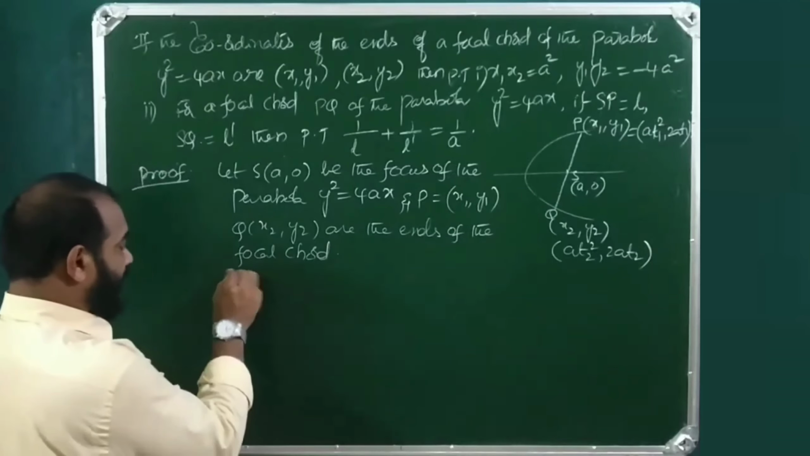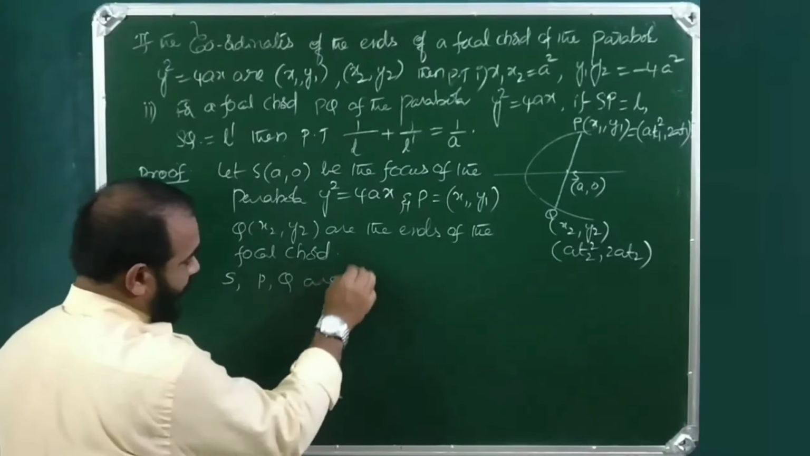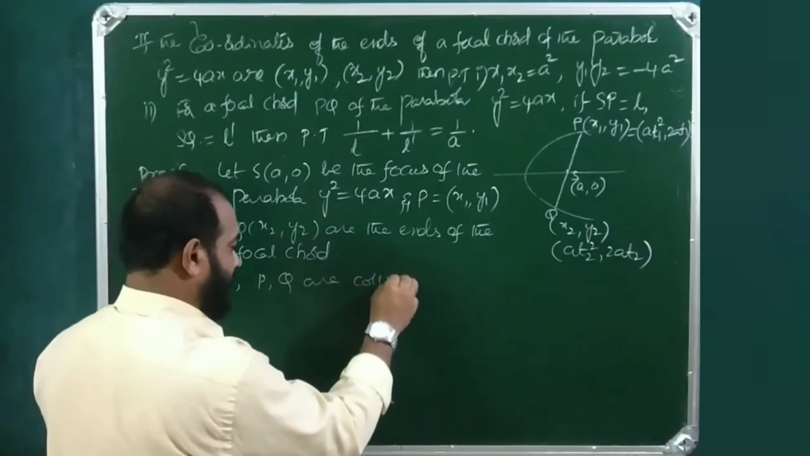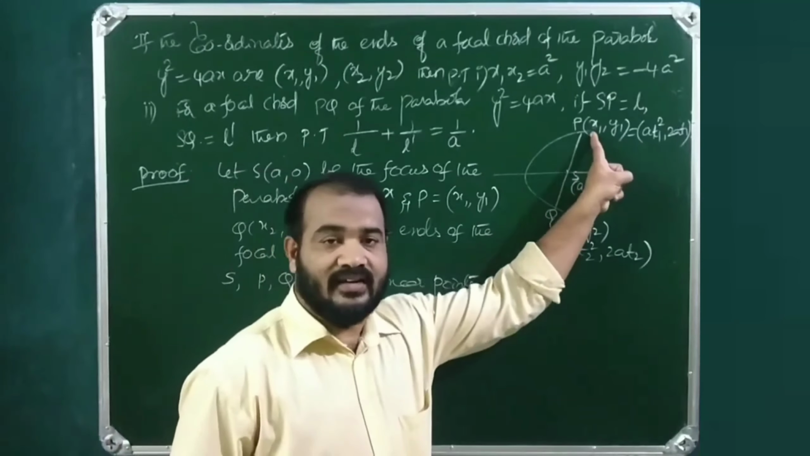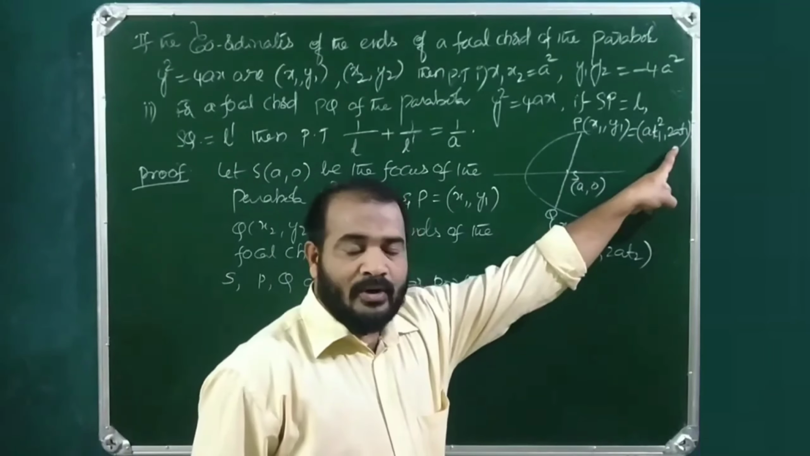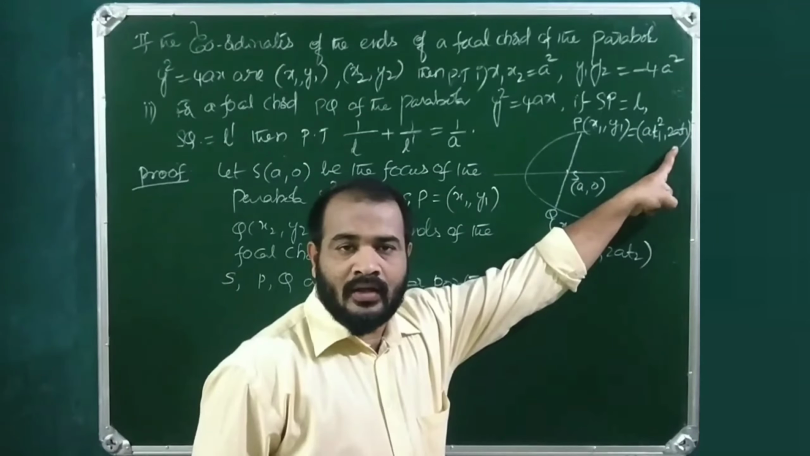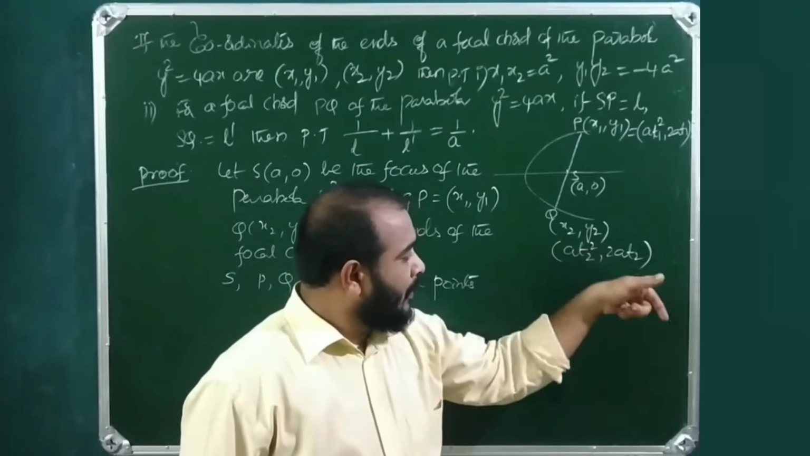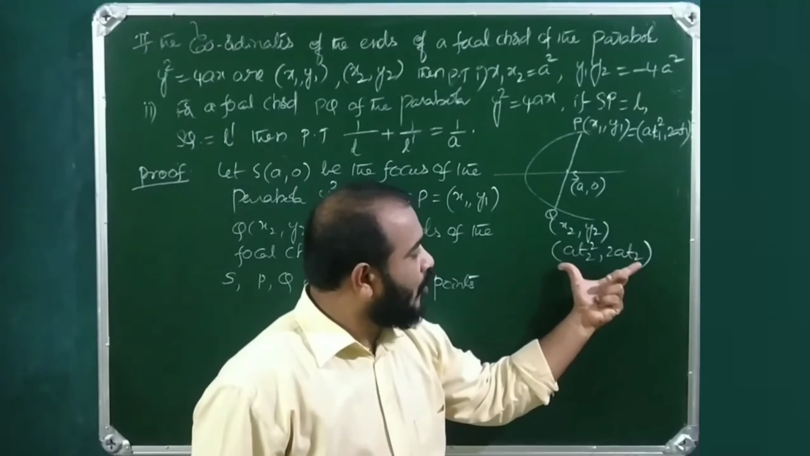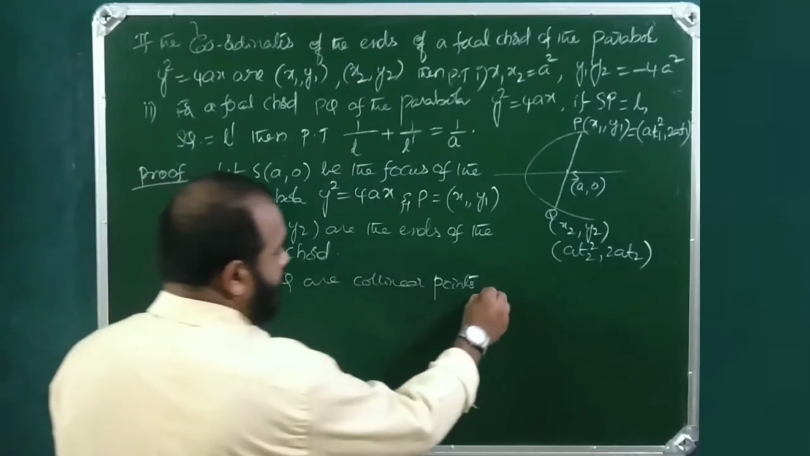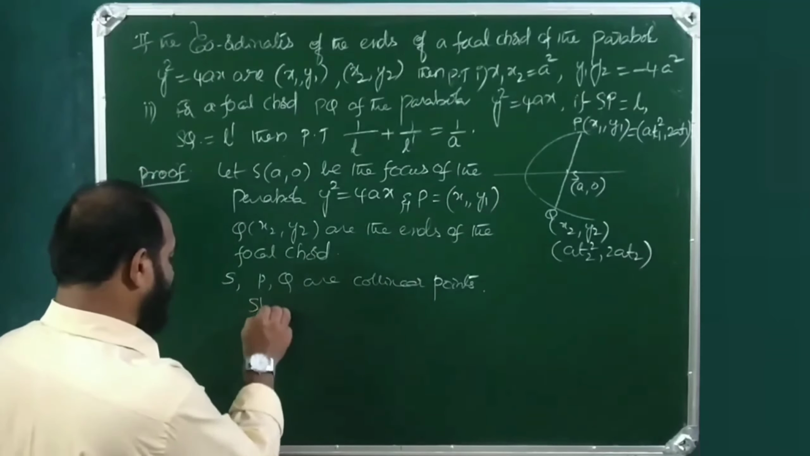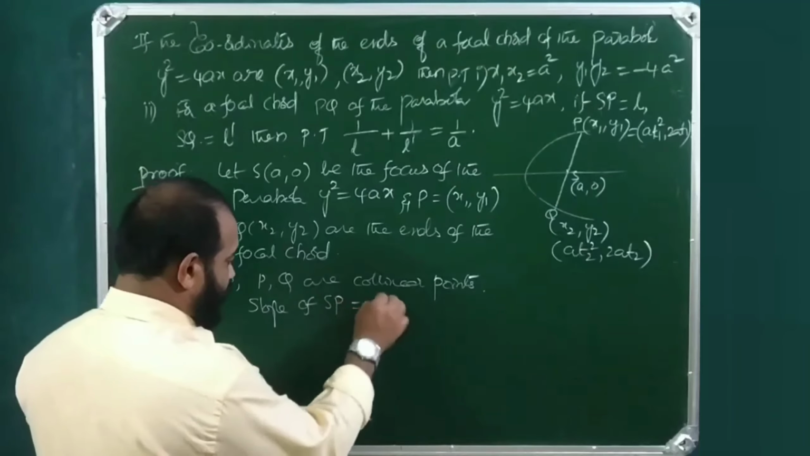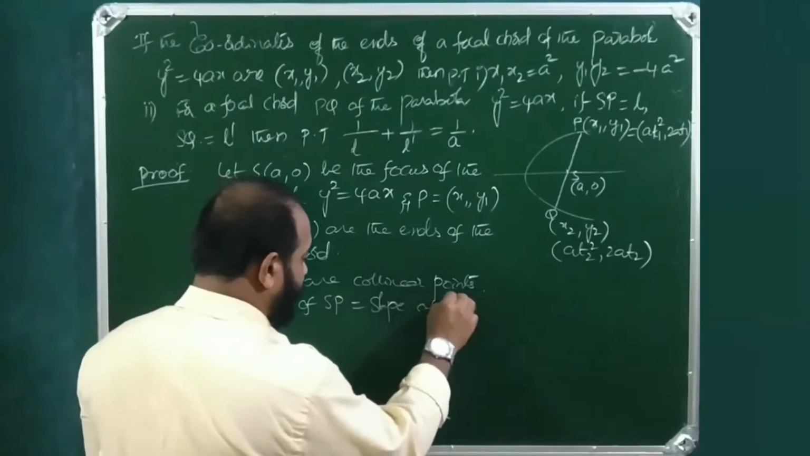So here S, P, Q are lying on the same line, they are collinear points. P (x1, y1) is the Cartesian point, while (a t1 square, 2a t1) is called the parametric point. So let us take (a t1 square, 2a t1) and (a t2 square, 2a t2) as the ends of the focal chord. So S, P, Q are collinear points. Now the slope of SP equals the slope of SQ.